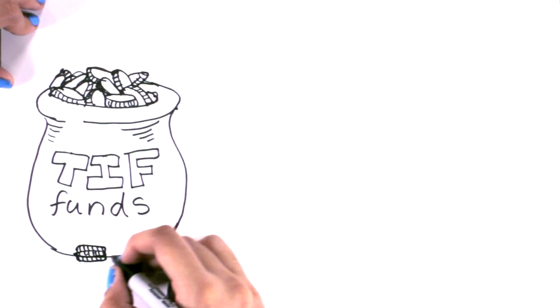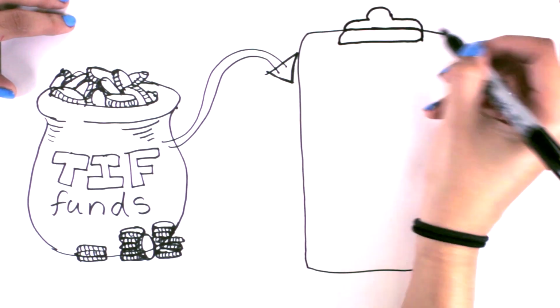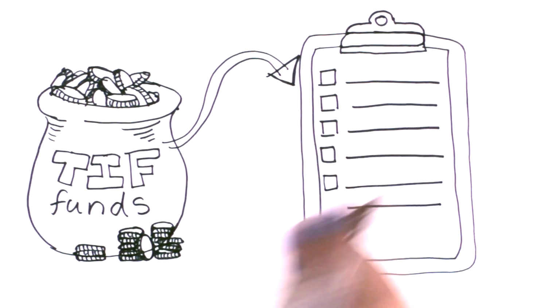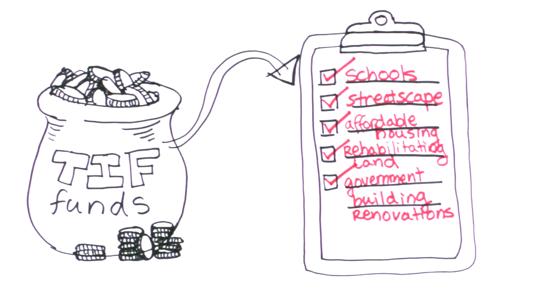TIF funds pay for public projects within the designated district. Projects can include new schools, streetscapes, and affordable housing units. The money can also be used to rehabilitate land like brownfields or rehab government buildings. TIF funds are also spent on private development projects.